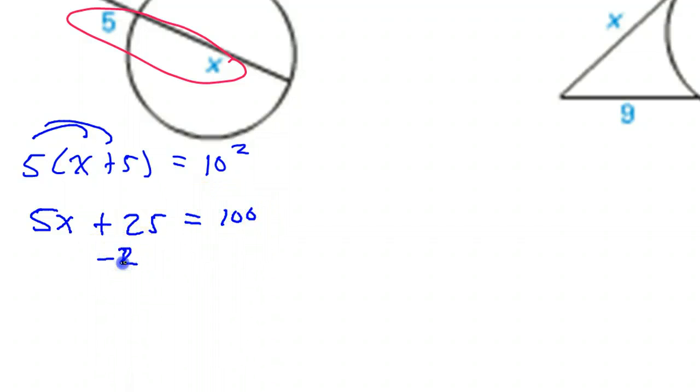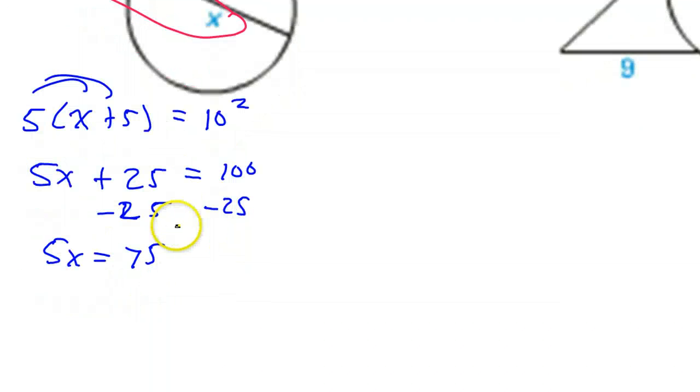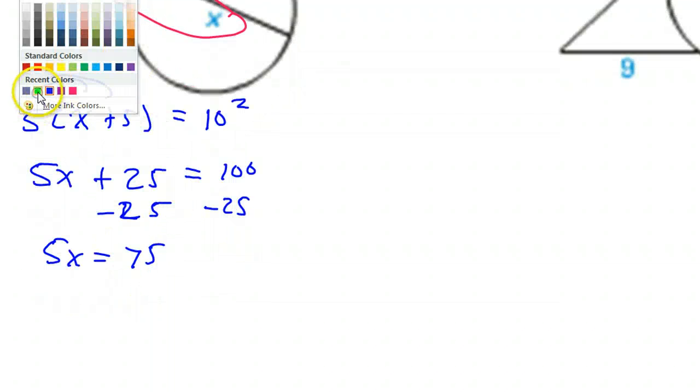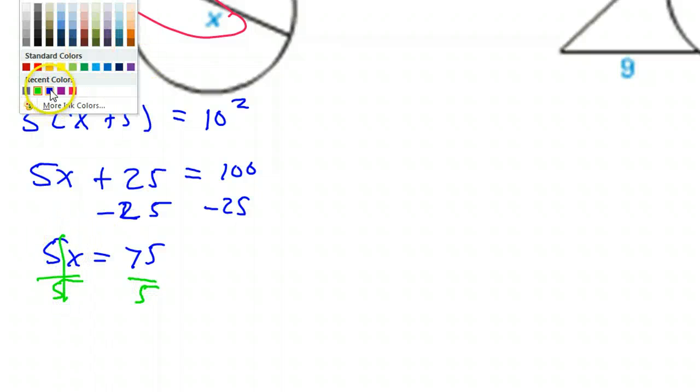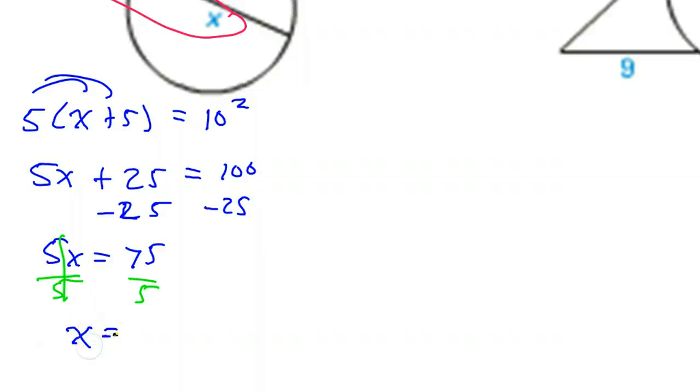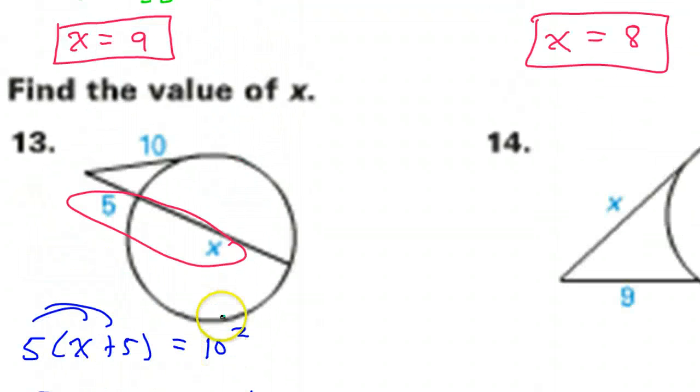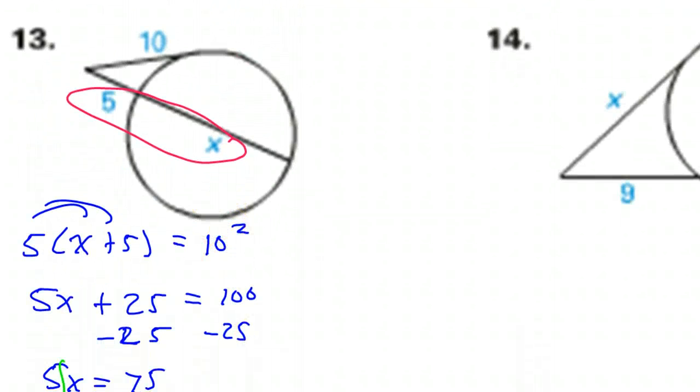And then you subtract 25 from both sides. So that gives you 5x equals 75. And then you divide by 5. x equals 15. And that is the answer to number 13.